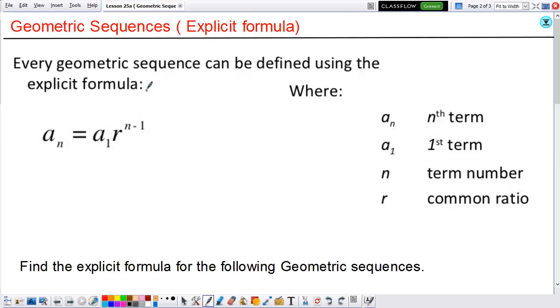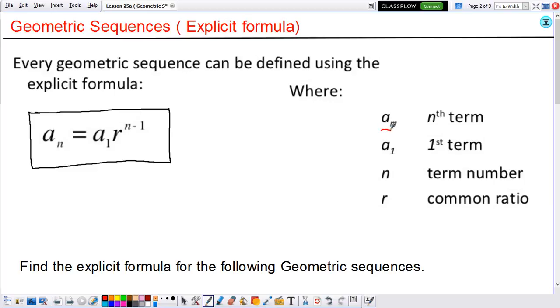Now here, let's talk about this for a little bit. Before we start talking about the formula itself, I want to talk about what it is made out of. Well, every geometric sequence can be defined using this formula. So any sequence that is geometric, we can find any term in the sequence using this formula. But now, what are all these variables here? Well, we have talked about some of them already.